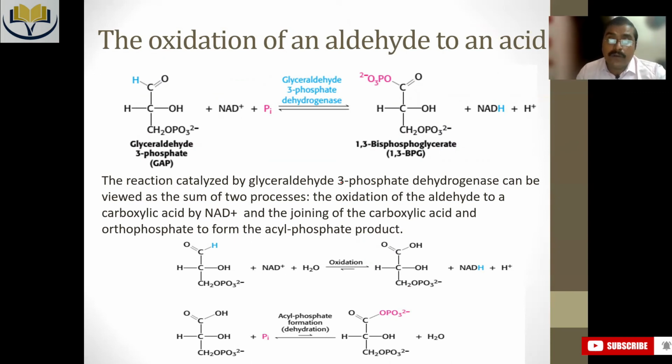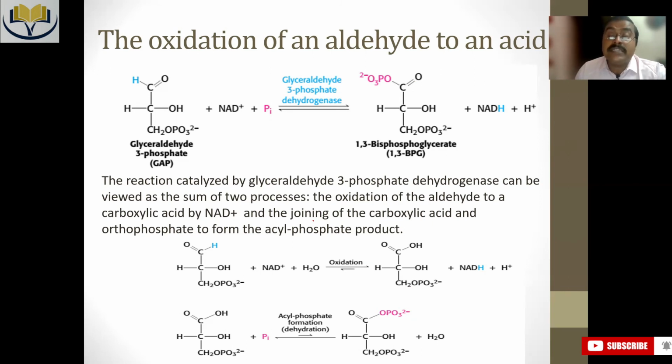It is payoff. That means we are going to get some energy either in the form of direct ATP or in the form of some high energy molecule. The examples of high energy molecules are NADH and FADH2.